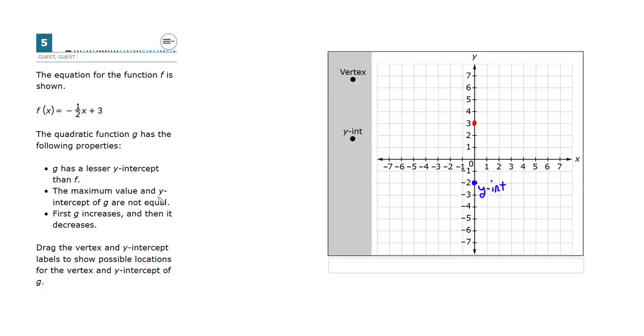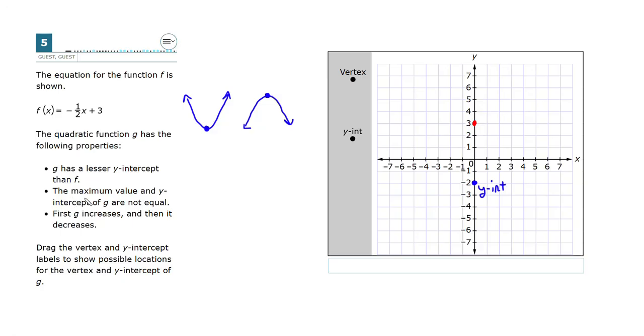Now it says the maximum value and y-intercept of g are not equal. So this tells us something, because when we talk about quadratic functions, the graph of a quadratic function is a parabola that either opens upward or it opens downward. Now, when a parabola opens upward, the vertex is the lowest point on the graph because it has the lowest y value, and it's recognized as the minimum value. When a parabola opens downward, the vertex is the highest point on the graph because its y value is the highest y value, and it's recognized as the maximum.